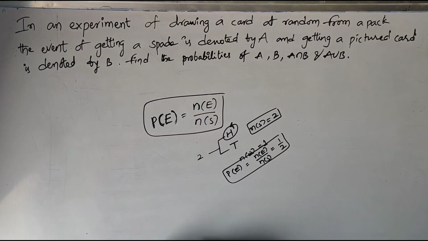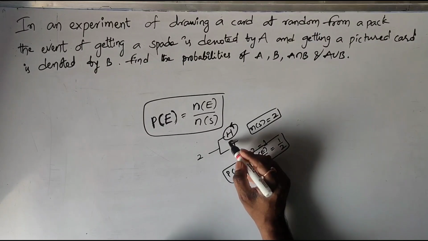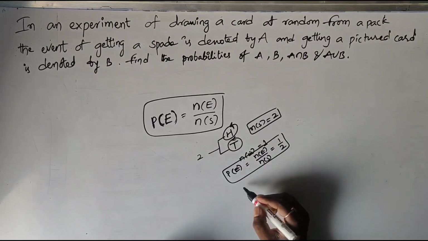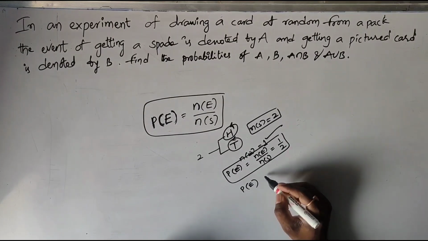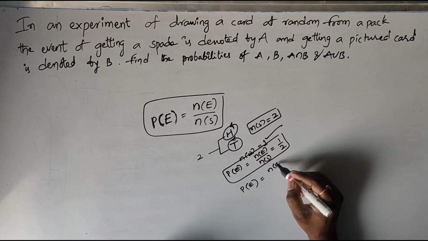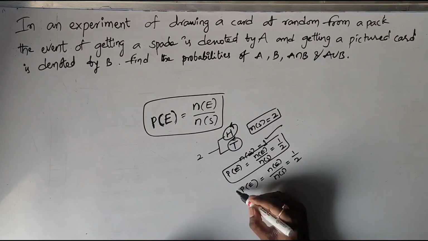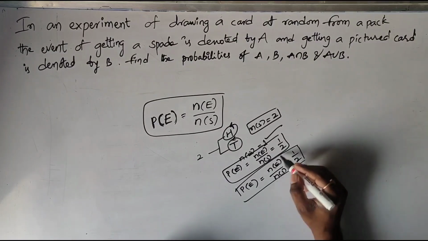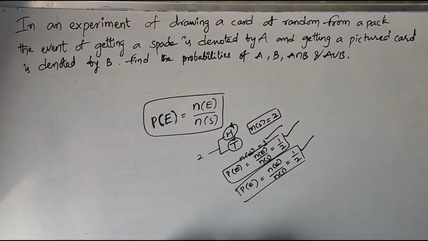The event here is getting head. Getting tail also has only one favorable case, so N of E equals 1 again. The probability of E equals N of E by N of S, that equals 1 by 2. So the probability of getting head is 1 by 2, and the probability of getting tail is also 1 by 2. This is the probability for the experiment of tossing a coin.